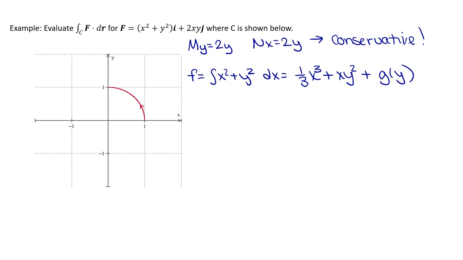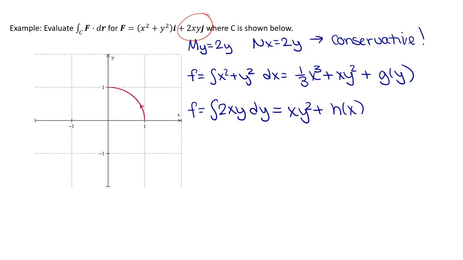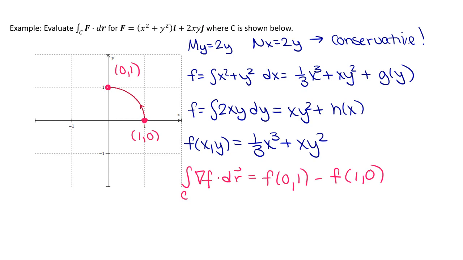So for my potential function, I'm going to take the m and integrate that with respect to x. I get 1/3 x cubed plus xy squared, plus there could be extra terms with y's. Then I'm going to take the n and integrate that with respect to y. Let's see, I get xy squared, and there could be extra terms with x's. Comparing these results, I am going to have an xy squared term, and then the 1/3 x cubed term. So there's my potential function, 1/3 x cubed plus xy squared.